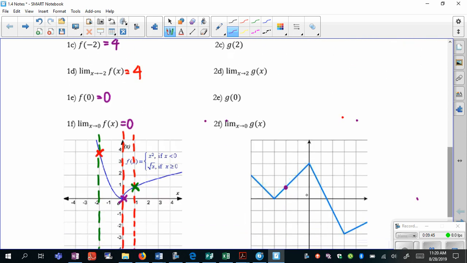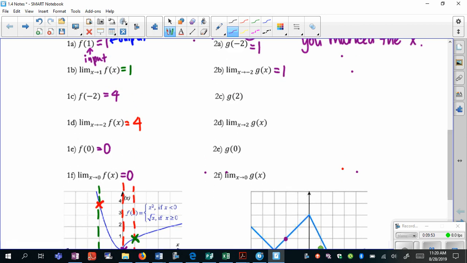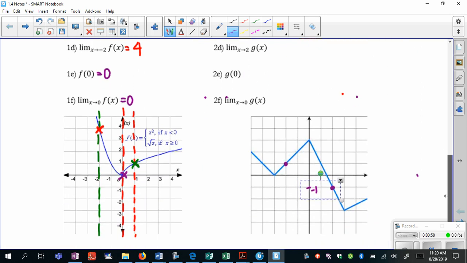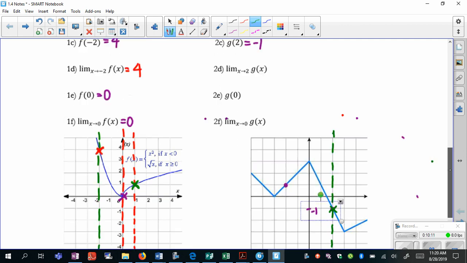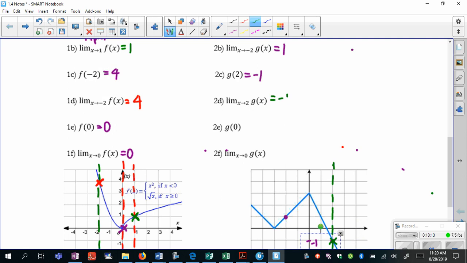g of 2, so I go over to 2, x value of 2, y value is down at -1. I'm going to just write this -1 there. So -1. And then again, drawing in the vertical line. You don't have to draw it in. If you want to, you can. As I approach from the right, I'm at -1. As I approach from the left, I'm at -1 for a y value. So again, it ends up being the same thing.